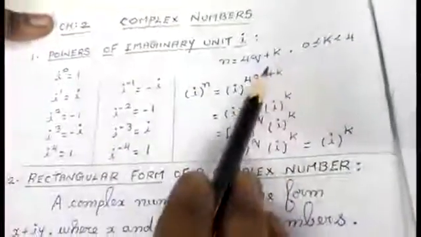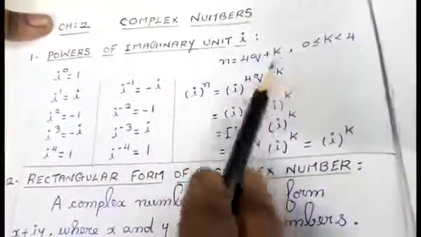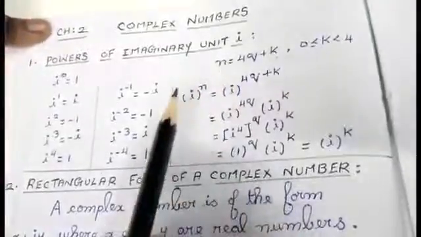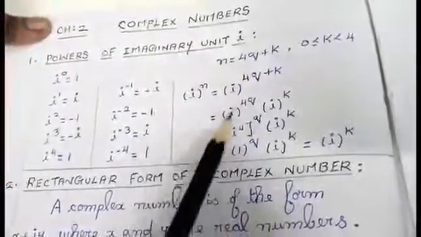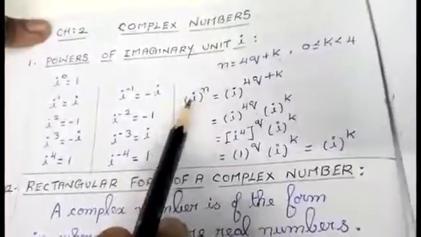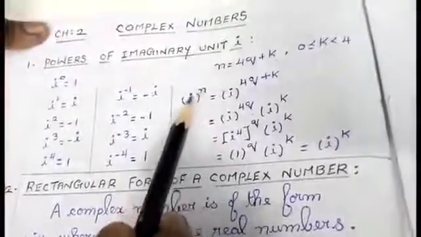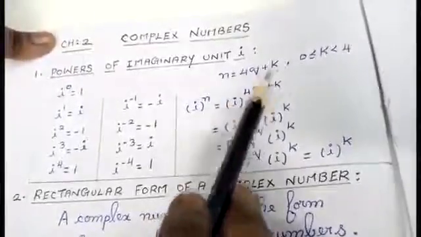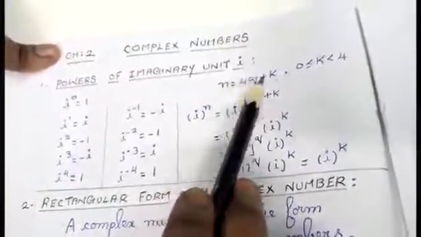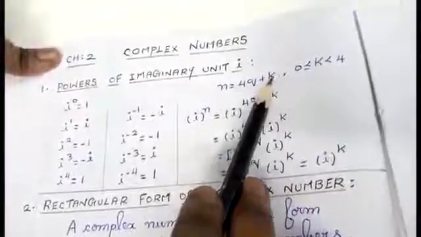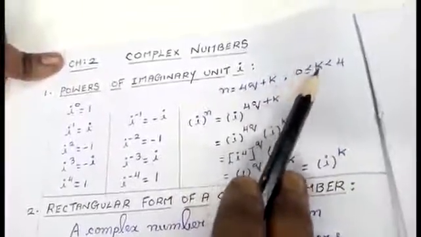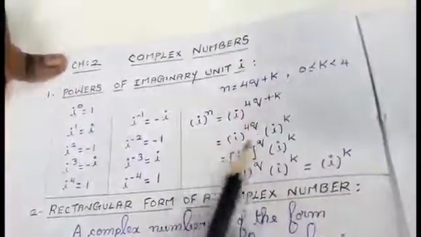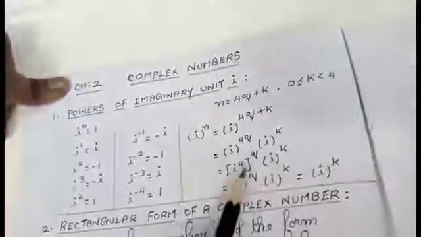And this is the important concept here. Based on this we are going to do a sum. Just keep this in your mind. i to the power n, if they ask you to calculate, means i to the power 4q plus k, that is n is equal to 4q plus k. The range of k is 0 less than or equal to k less than 4. We will split in this model and calculate the value for i to the power k. And I will tell you how to do it in your sum.